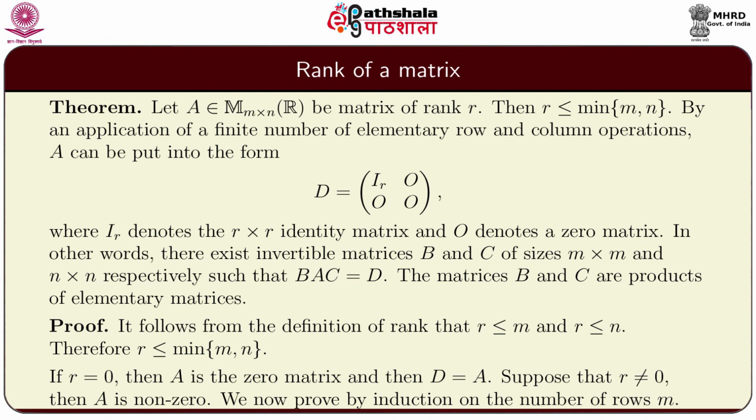So let us start with m equal to 1, that means the matrix A has only 1 row and n columns. Then by suitable elementary column operations on A, it can be put into the form where the first entry, that is the 1 1 entry, is 1 and rest all 0. And then you see that this is the desired form D. In this case rank is 1, therefore the top left corner would have identity matrix of size 1, that is just the number 1, and then the 0 matrix, and therefore the statement is proved for m equal to 1.